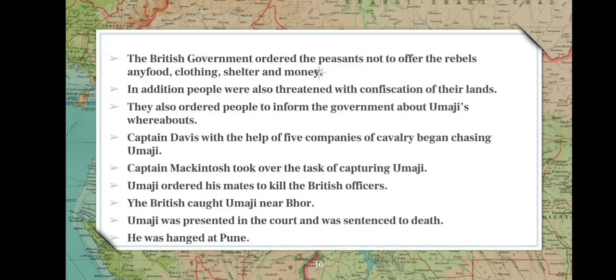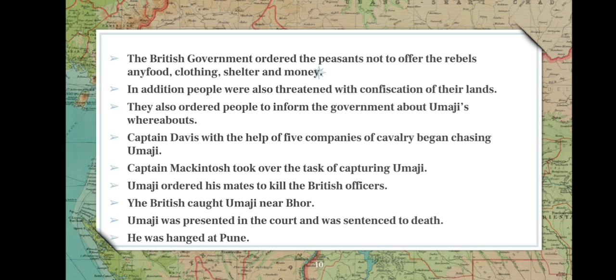In order to stop their activity, the British government ordered the peasants not to offer the rebels any food, clothing, shelter, and money. In addition, people were threatened with confiscation of their lands. They also ordered people to inform the government about Umaji's whereabouts if they came to know of it. Captain Davis, with the help of 5 companies of cavalry, began chasing Umaji. However, he did not succeed in his task.